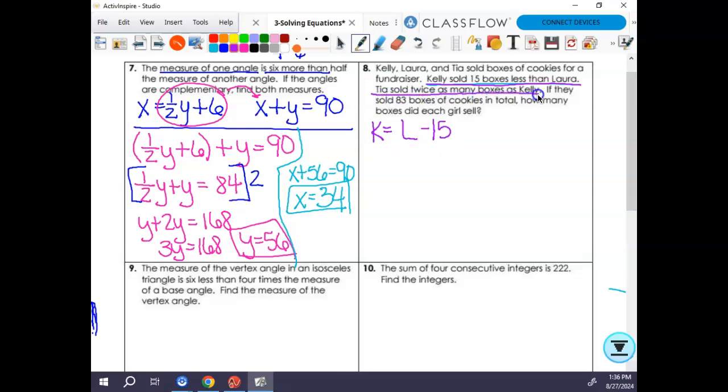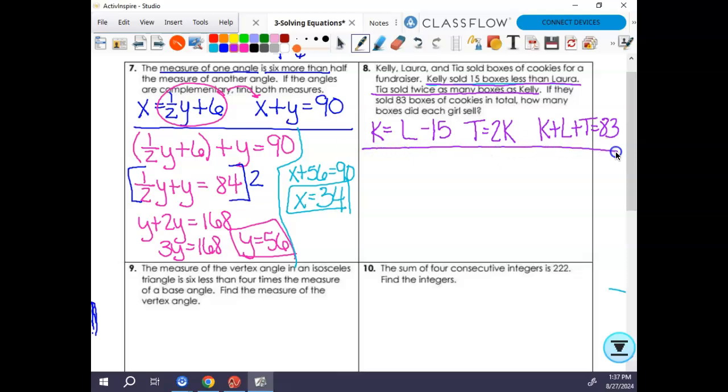Tia sold twice as many boxes as Kelly. So Tia's number is 2 times Kelly's number. We good on those so far? And then they sold 83 boxes of cookies in total, so that means K plus L, in any order, plus T equals 83. And we want to know how many boxes each girl sold. So this is actually kind of an advanced system because we have 3 equations and 3 variables, but it's also very simple and very basic here.